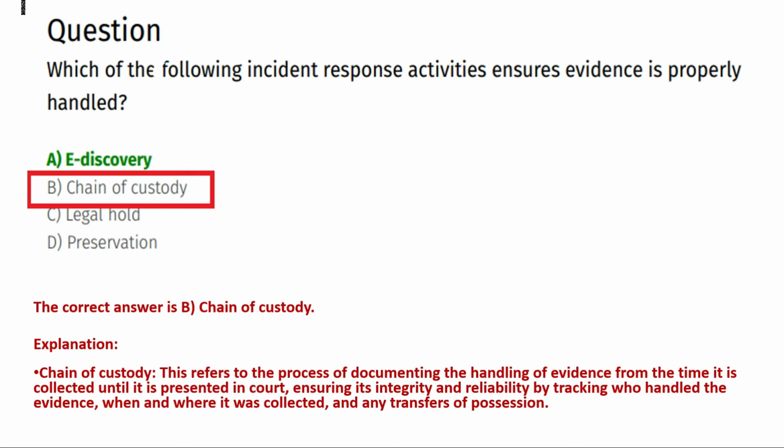So chain of custody refers to the process of documenting the handling of evidence from the time it is collected until it is presented in court, ensuring its integrity and reliability by tracking who handled the evidence, when and where it was collected, and any transfers of possession. So that's why the correct answer for this question is option B, chain of custody. So let's move to the next question.